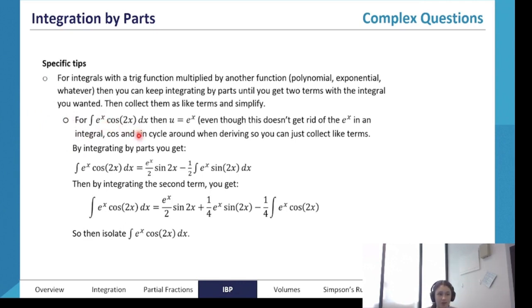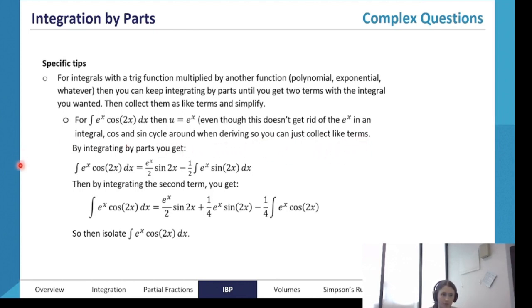to the x dx and cos of 2x. So typically, you wouldn't let u equal e to the x. Or you wouldn't even really do much with the e to the x because the integral and derivative are just always going to be the same. It doesn't really help much, right? So even though this doesn't get rid of the e to the x in an integral, cos and sine cycle around when deriving, so you can just collect terms.